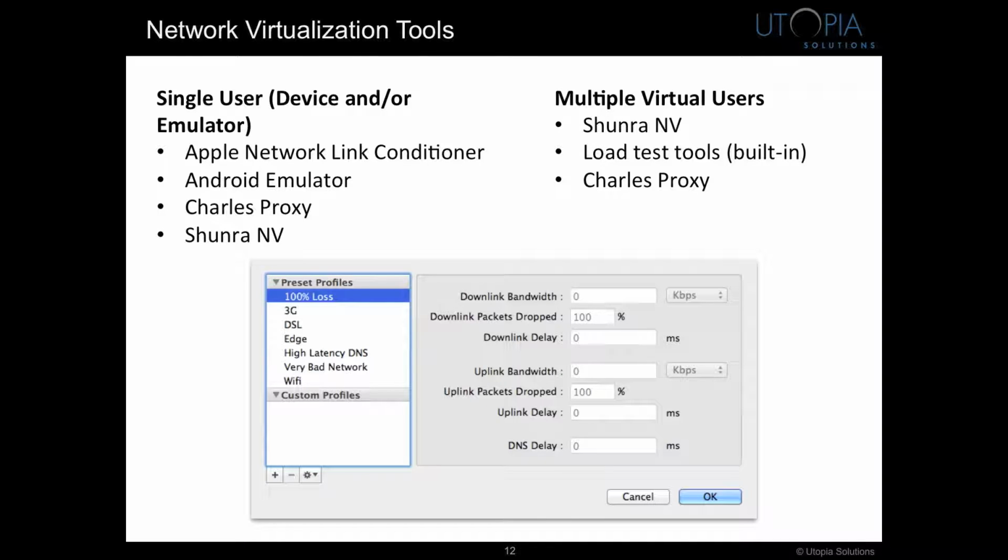There's also an open source solution, Charles Proxy, which has some capabilities to vary network conditions. On the high end of the scale, in terms of both capability and cost, Shunra NV, which is now part of HP, offers significant capabilities. For running the primary load, in other words, the virtual users, through network virtualization, we find Shunra and Charles Proxy are both good choices. In addition, load test tools themselves have some capabilities built in. These might range from simple bandwidth throttling all the way to simulating latency, bandwidth, and jitter.